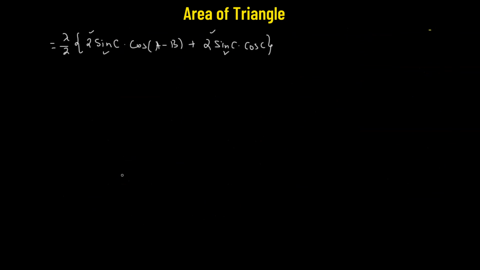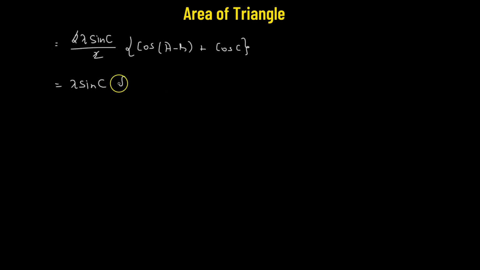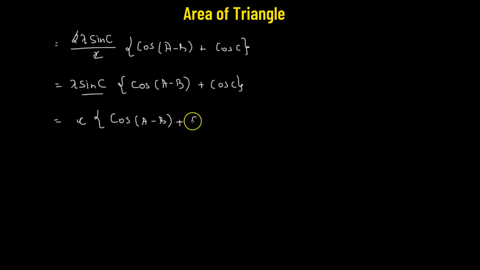Now that means we are going to get 2 lambda sine C divided by 2, and within the numerator we're going to get cosine of A minus B plus cosine of C. Fine. So here 2 and 2 get factored out. So we have lambda sine C multiplied by cosine of A minus B plus cosine of C. Since we have already defined lambda times sine C, this will get replaced with the value c. So we have c multiplied by cosine of A minus B plus cosine of C.